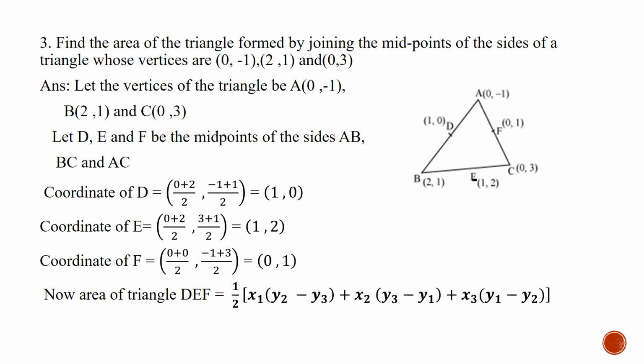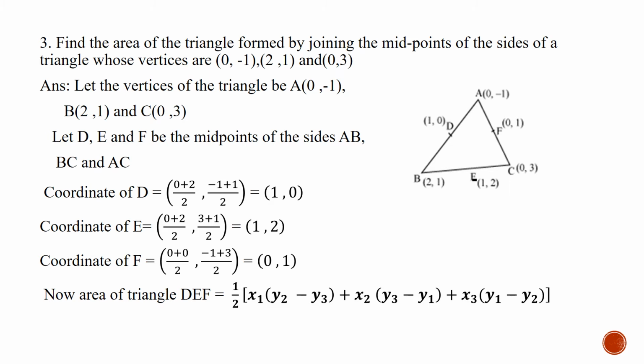Question number 3. Find the area of the triangle formed by joining the midpoints of the sides of a triangle whose vertices are (0, negative 1), (2, 1) and (0, 3). Let the vertices of the triangle be A (0, negative 1), B (2, 1) and C (0, 3).